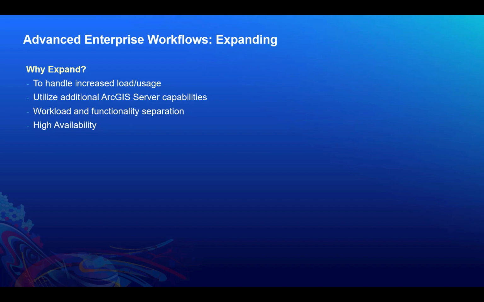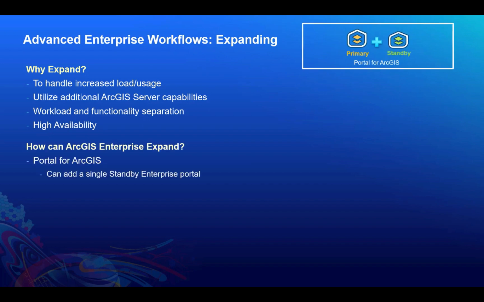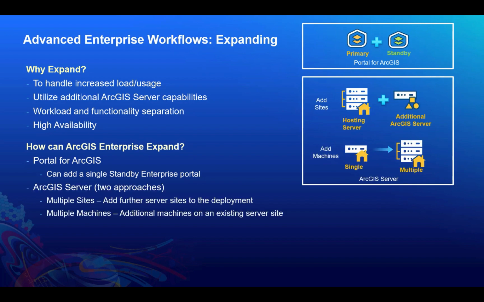So let's start with looking at the options that you have to scale each component of your enterprise. For ArcGIS Portal, you can have the primary and standby, mainly for high availability use. For ArcGIS Server, you could expand in two ways. You can have multiple sites, meaning you can create multiple ArcGIS Server sites, or you can have multiple machines added to your ArcGIS Server site.